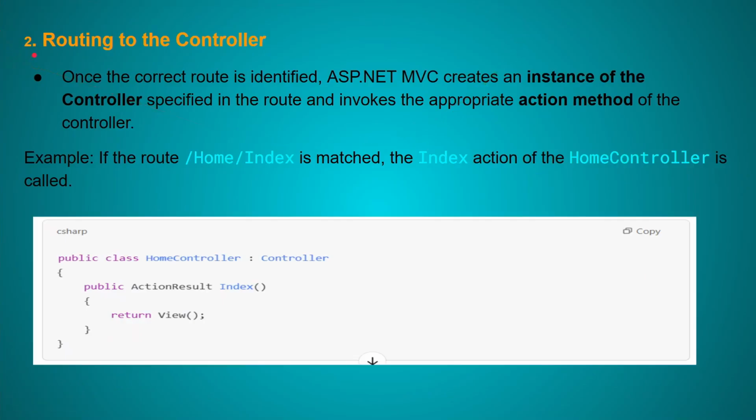The second part is routing to the controller. Once the correct route is identified, ASP.NET MVC creates an instance of the controller specified in the route and invokes the appropriate action method of the controller. Example, if the route /Home/Index is matched, the Index action of the Home controller is called. See, here we have a Home controller and inside there is an Index action method. This is the example.